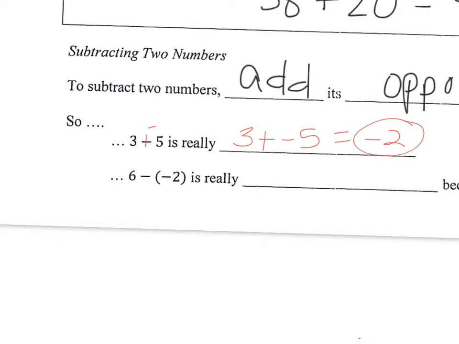So you need to actually think of making 2 pencil marks. You need to change it to a plus. You need to make the next one an opposite. So this turns into 6 plus 2, which is 8.